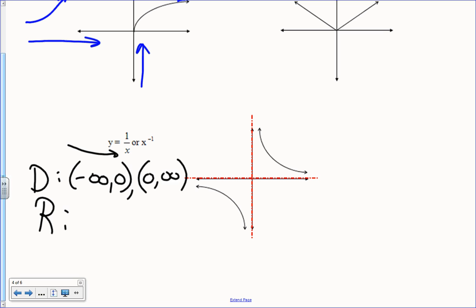How about range? Which outputs happen and which do not? Pretty much everything but 0. It's your asymptotes, right? Those are your problem. So in other words, the range is the same thing, right? All right. Any questions on domain and range so far? Because if you've got these, you're doing real good.